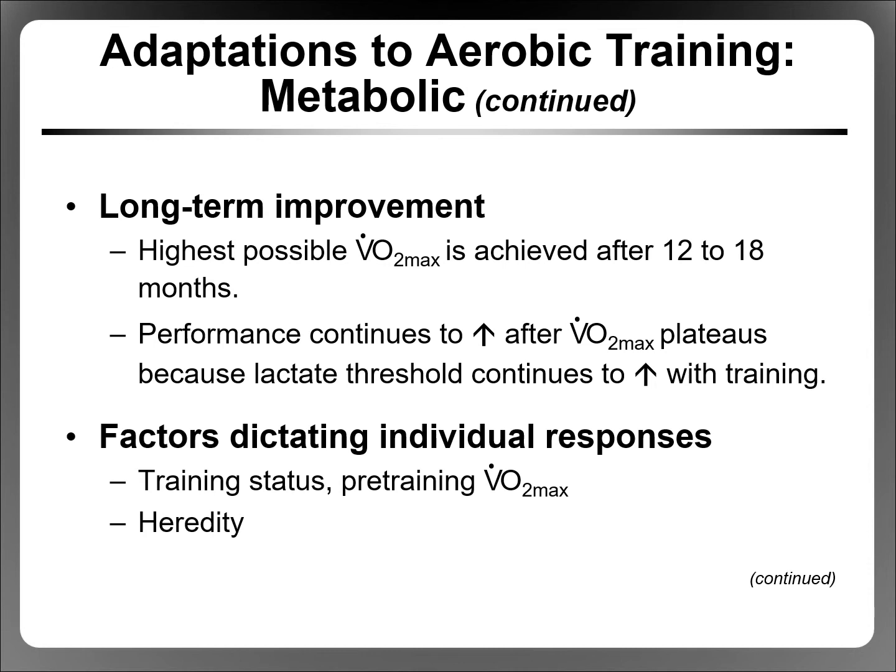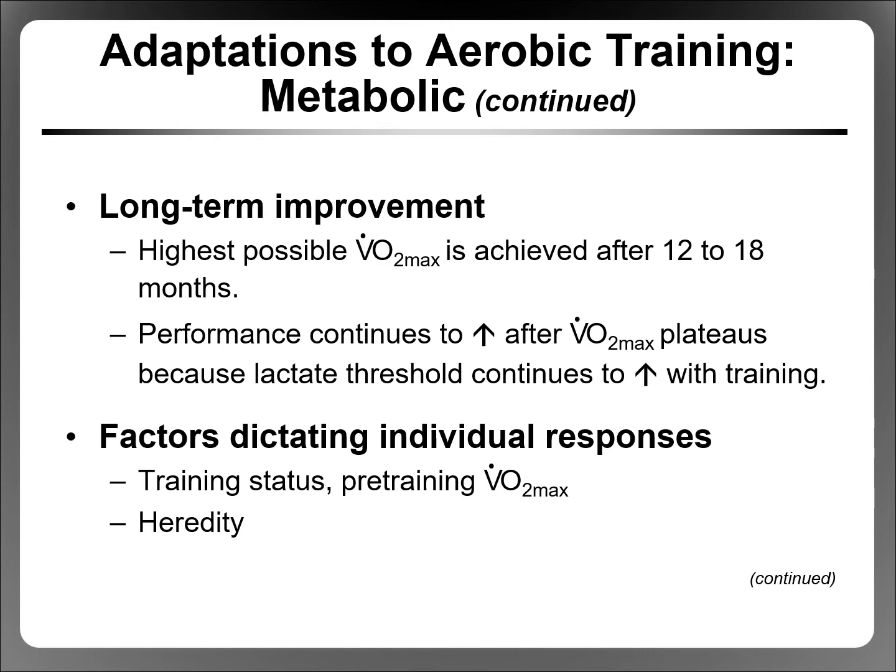All right, so still on the metabolic, long-term improvement. Your highest possible VO2 max, if you were intentionally trying to improve that, is going to be achieved after somewhere between 12 and 18 months of training. Basically, any performance increases after this VO2 plateau is because of improvements in lactate threshold that is going to continue with training.